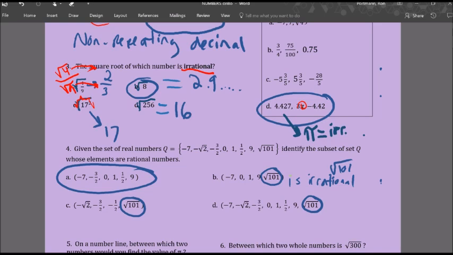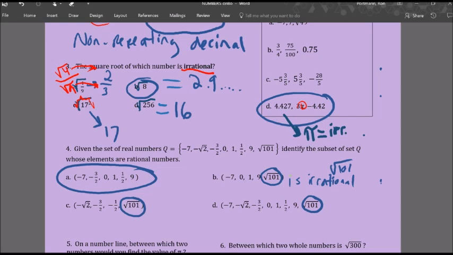I put this question on here because you are going to get a question or 2 or 3 or 10 on the milestone that you have no idea what they're talking about. All right? And it depends on your logic. It depends on how well you've built up your logic this year and in the past. It says given the set of real numbers, Q equals, and then it has a set of numbers: -7, the negative square root of 2, -3 over 2, 0, 1. You've got all these crazy numbers right here. It says identify the subset of Q whose elements are rational numbers.